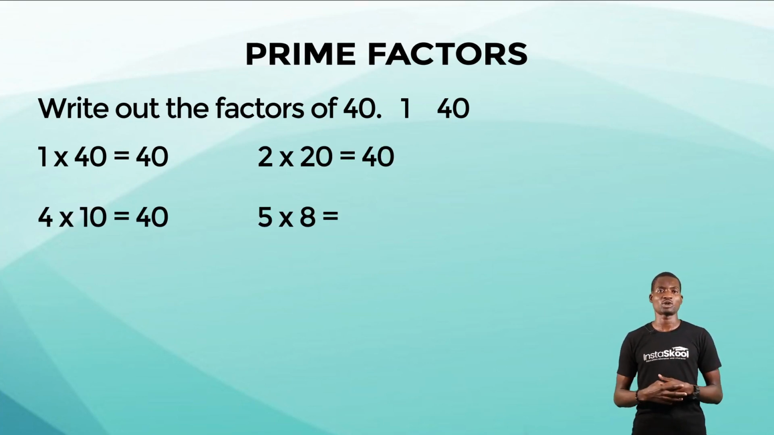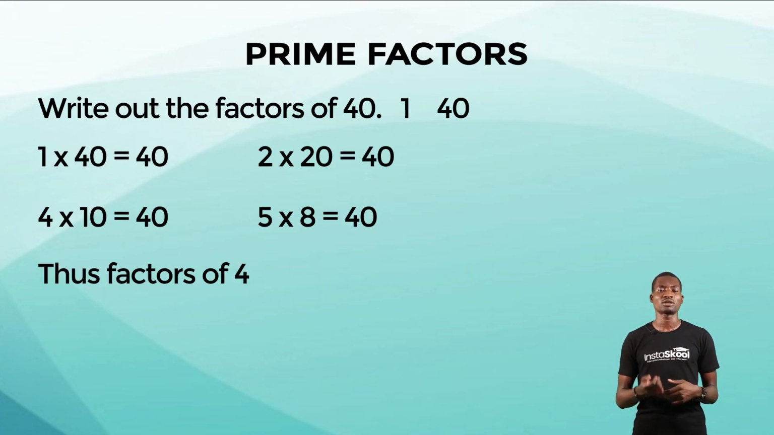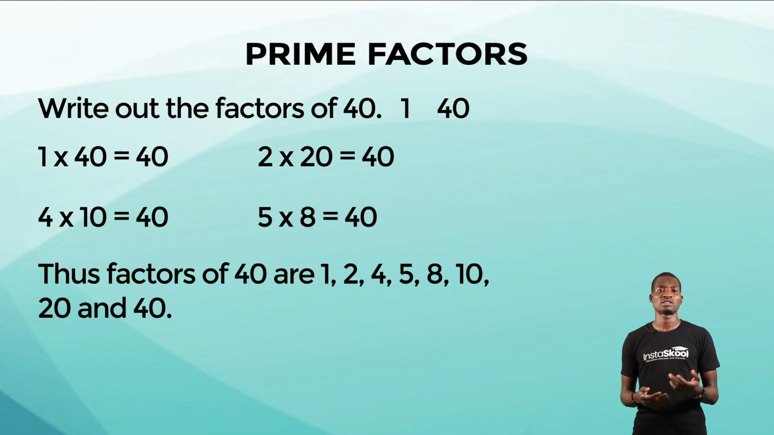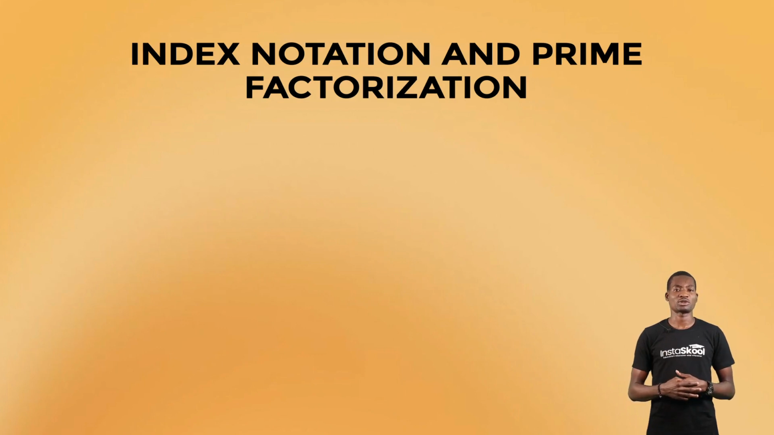5 multiplied by 8 also gives 40. So we conclude that all the factors of 40 are 1, 2, 4, 5, 8, 10, 20, and 40. Let us now move to the next section. In this section, we're going to be talking about index notation and prime factorization.